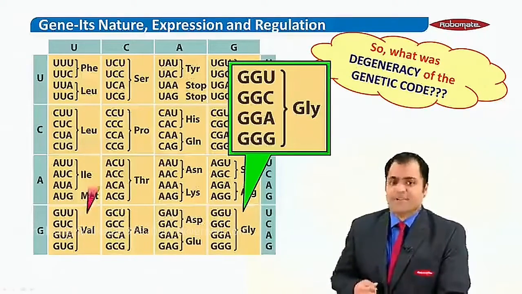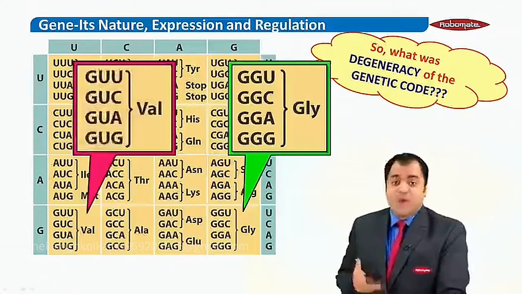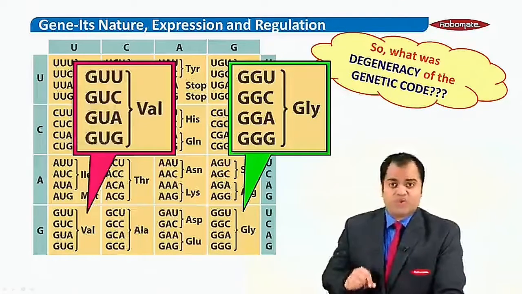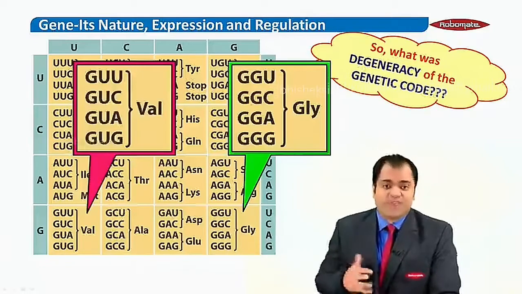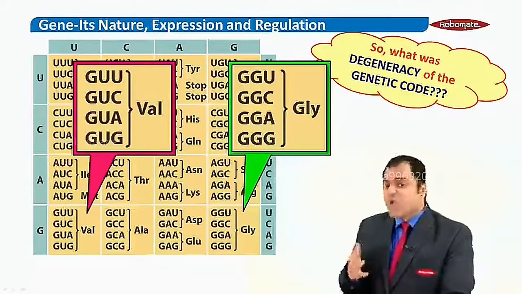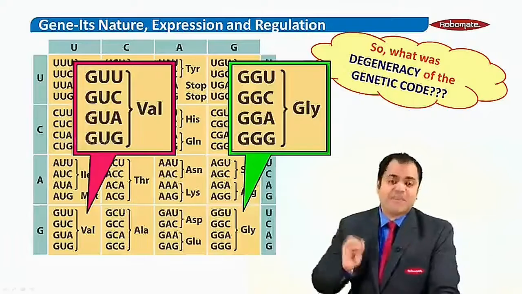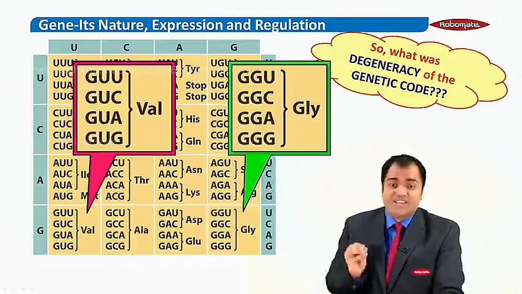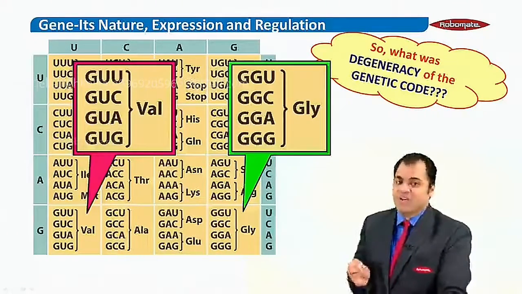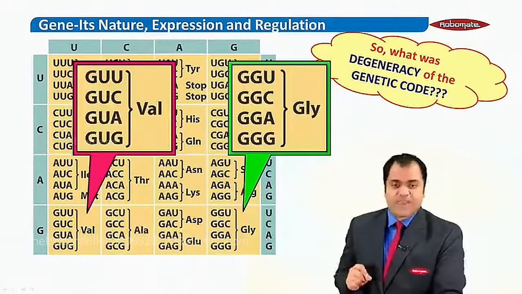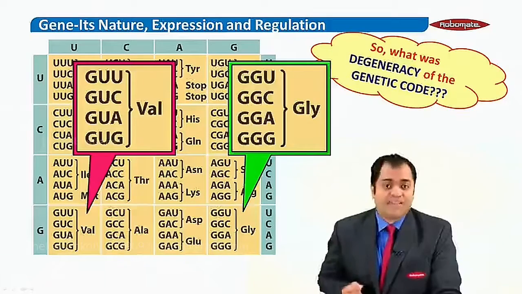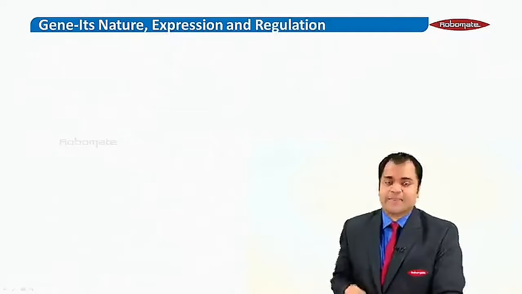Let's see one more example here. Look at that. What do you see? GUU, GUC, GUA, and GUG all code for valine. So when 2 or more codons code for the same amino acid, it is called as degeneracy of the genetic code. Or we can also say that the genetic code is degenerate. Is that okay? I'm trying to put a point here. What is that point? Let's see.